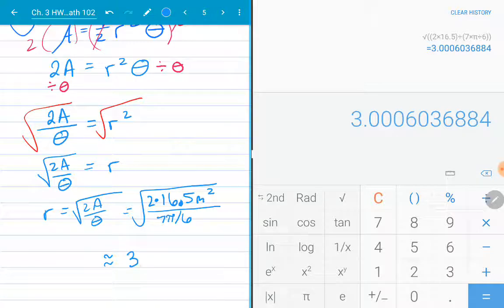3.0006, which is approximately 3. And the meters, this was meters squared, but it's in the square root, so when I take the square, I'm left with just meters.